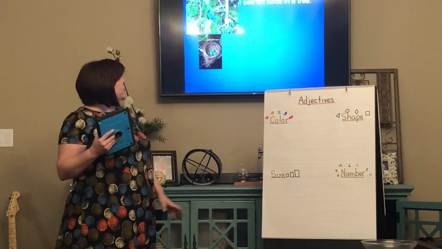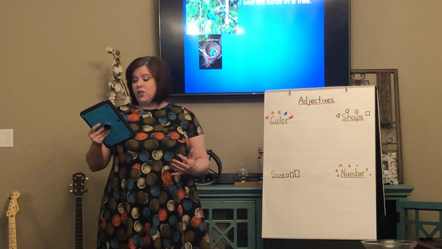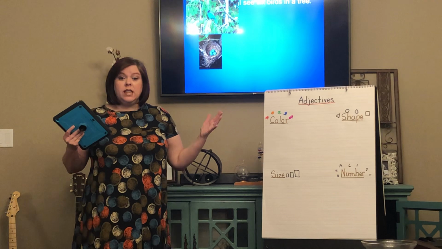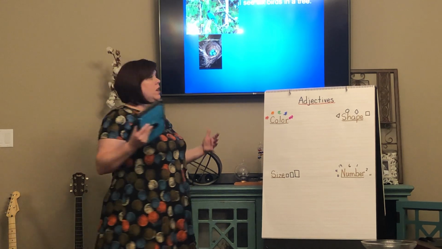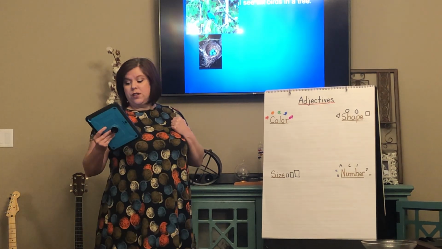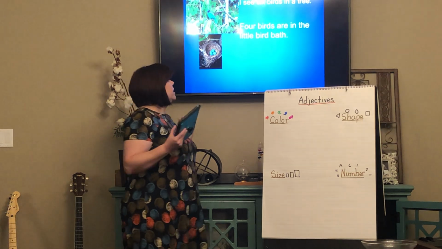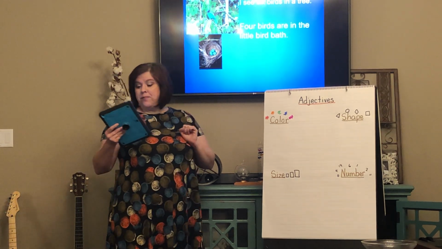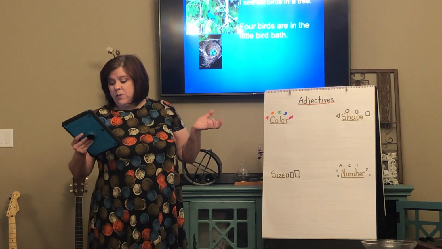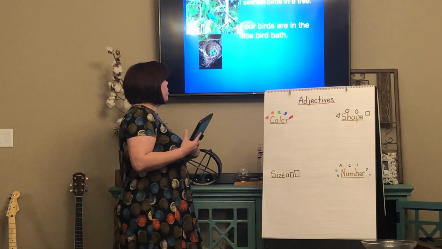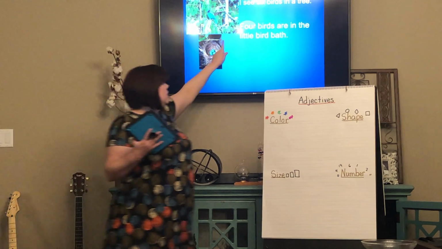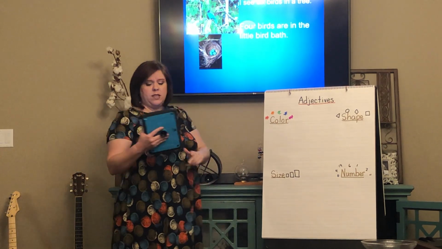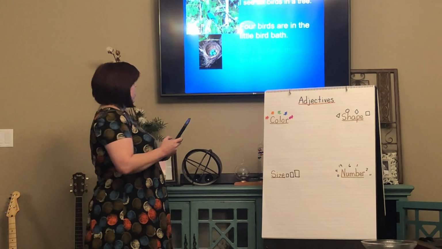I see 6 birds in a tree. How many birds in a tree, boys and girls, in this sentence? 6. The word 6 is being an adjective here because it's telling me how many birds are in the tree. Let's look at this sentence. 4 birds are in the little bird bath. Now, how many birds are in the bird bath? 4. There's another adjective here. Little is also an adjective because it's telling us about this bird bath. It's telling us what size that bird bath is.